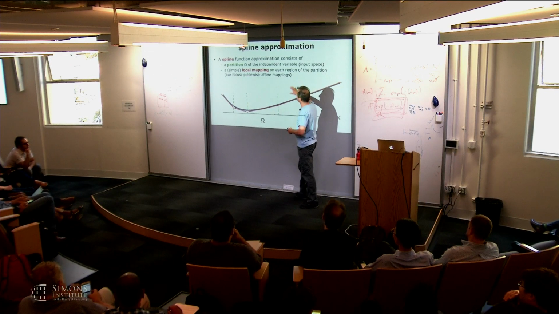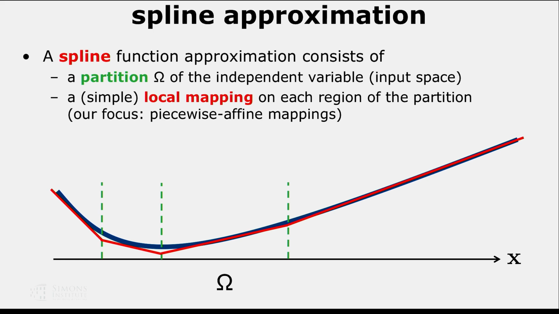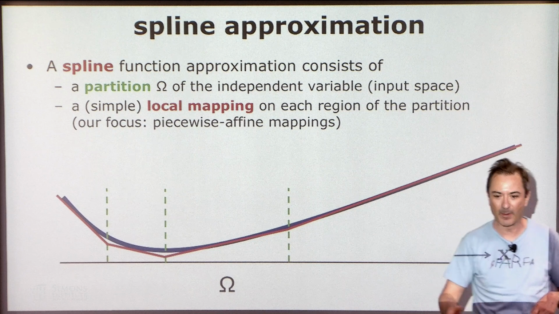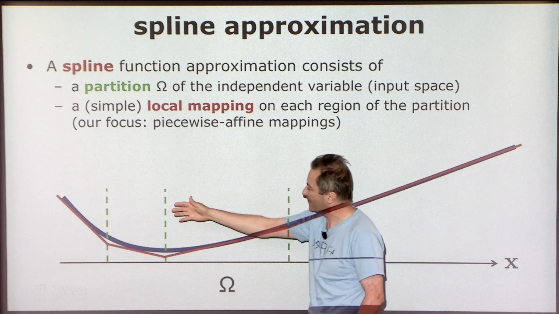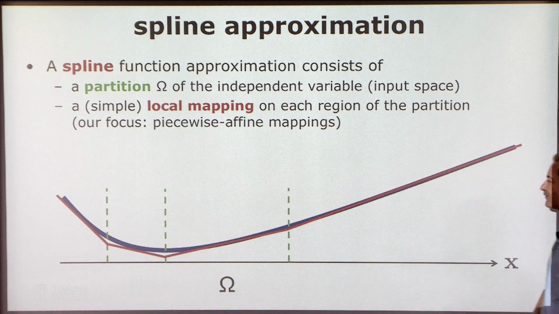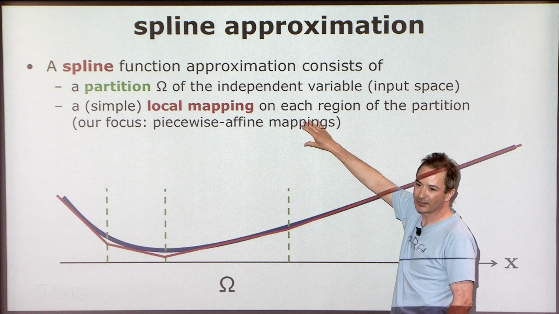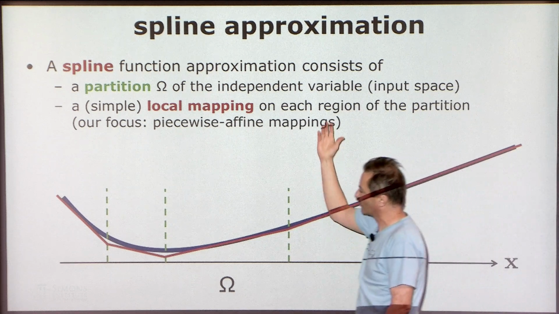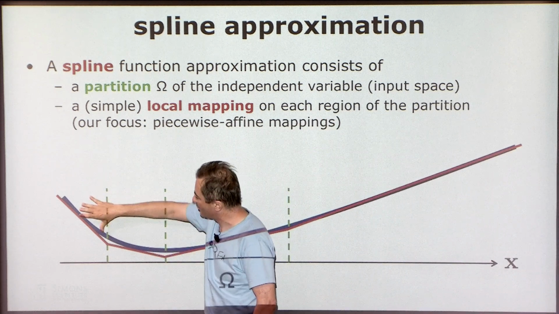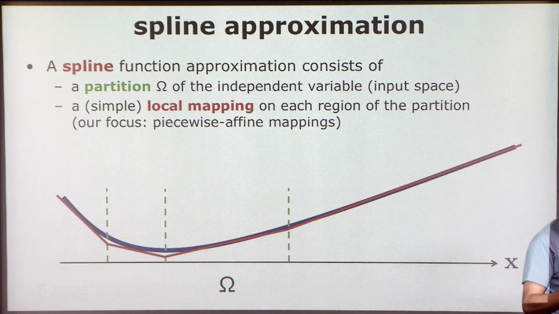Okay, so there are two key parts to a spline approximation. The first is a partition of the input space, or the domain. So if x is just a one-dimensional input variable, then we have a partition omega. In this case, we're splitting the domain up into four different regions. The second important thing is a local mapping that we use to approximate some function. We have a blue function we want to approximate here, and we approximate it. We're going to be interested in piecewise affine or piecewise linear splines, in this case just four piecewise affine mappings. Okay, makes sense to everybody? But it's really this yin-yang relationship between the partition and the mapping that works the magic in splines.